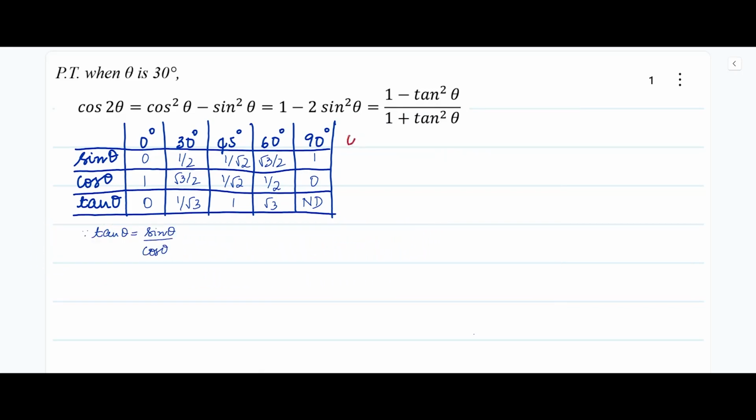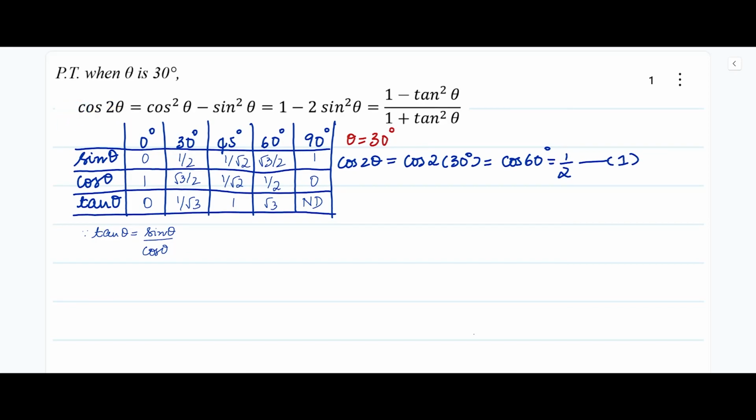Next, we have to substitute our value of theta as 30 degrees. Our first equation is cos 2 theta. Here we substitute the value of theta as 30 degrees. So when we do that, we will get cos 2 into 30 degrees, which is equal to cos 60 degrees. The value of cos 60 degrees is half. So we will get half. Let this be our equation 1.